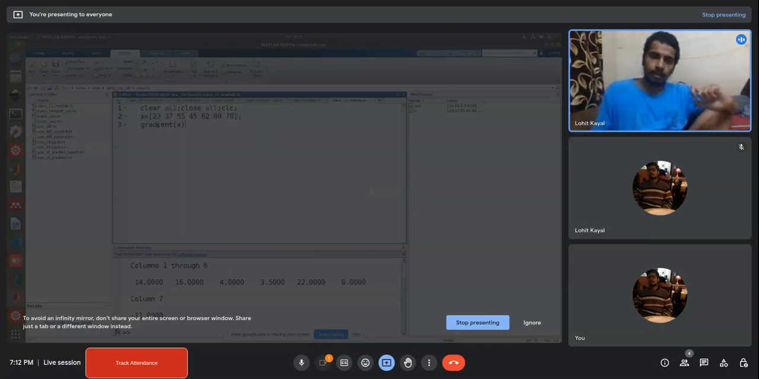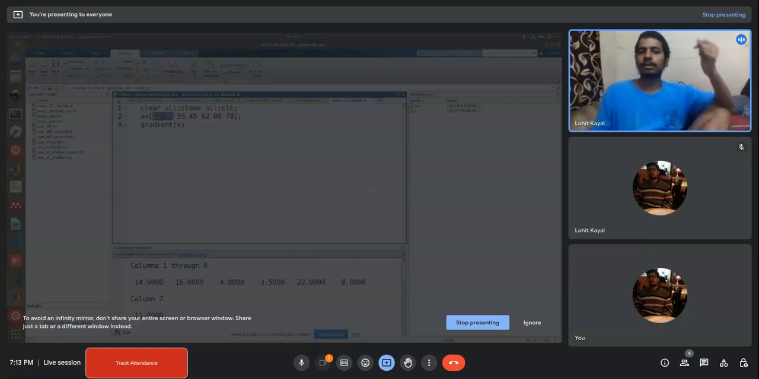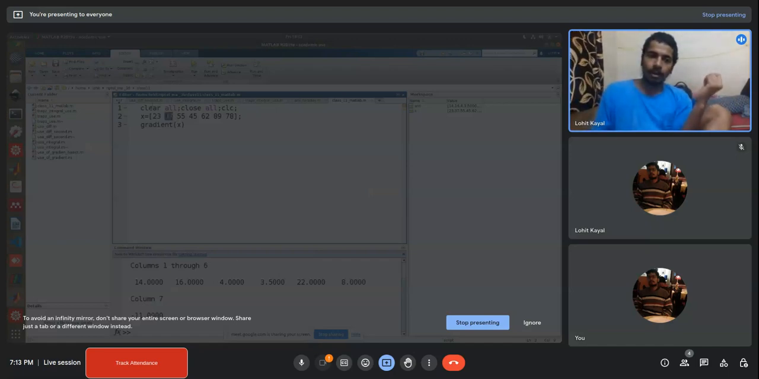Now see that the size of x is 1 2 3 4 5 6 7, 7. This is a 1 cross 7 vector, and also for the gradient of x the size is 7. Now it is finding difference between 2 points. For the first point, its next point is 37, so it is finding 37 minus 23, which is 14. We know that this is just a forward difference technique.